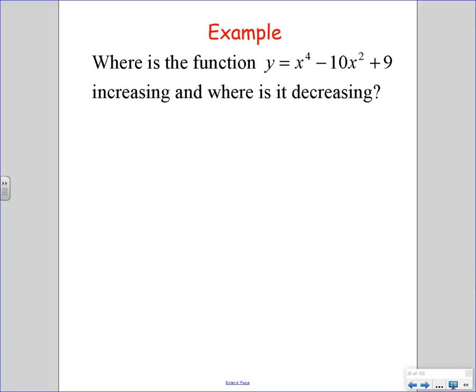X to the fourth minus 10x squared plus 9. It exists everywhere. So what's Sean doing when he says it exists everywhere? He's checking the domain. Good. Critical numbers. We could say negative infinity to infinity, meaning no discontinuities.